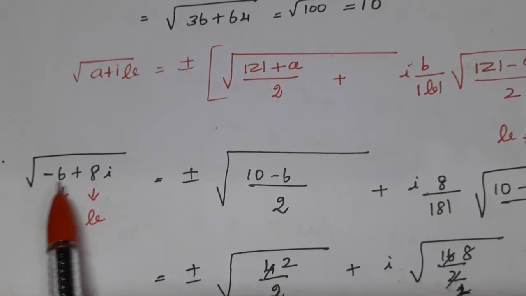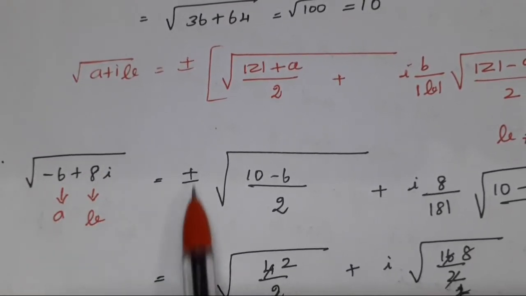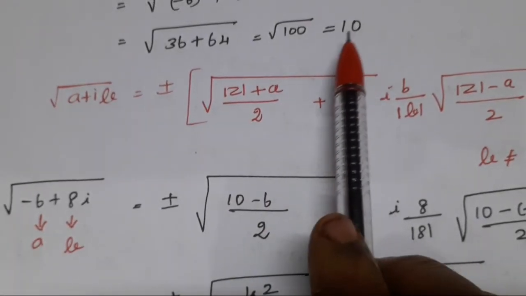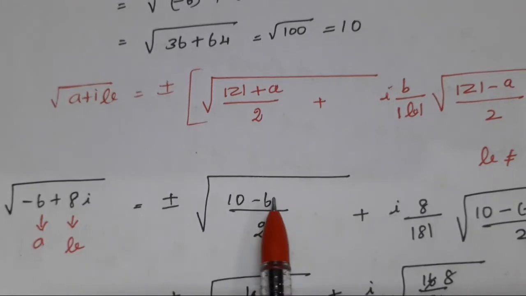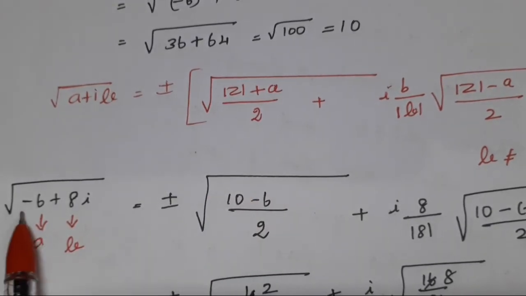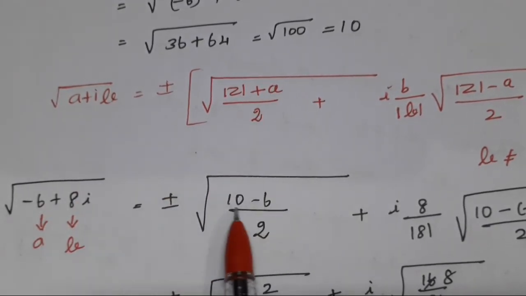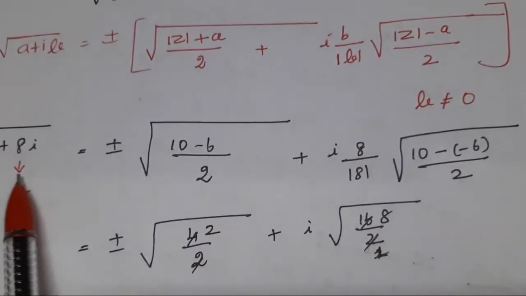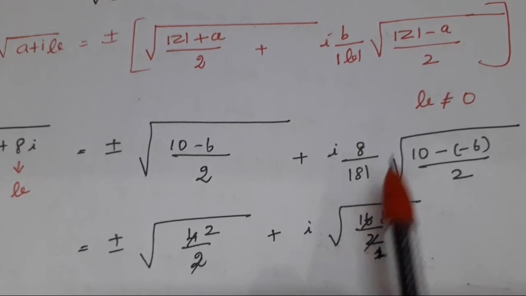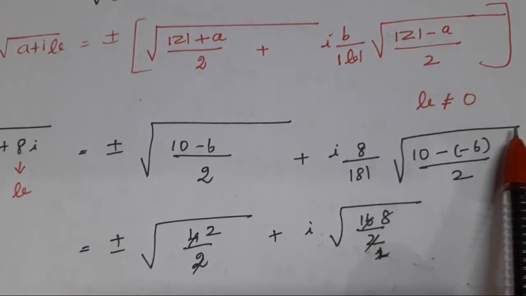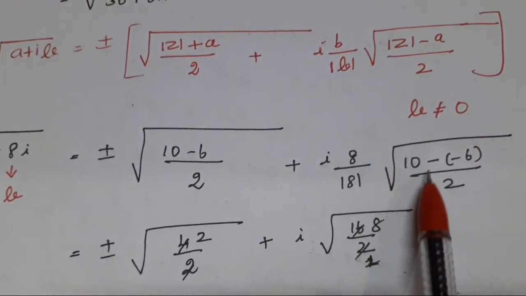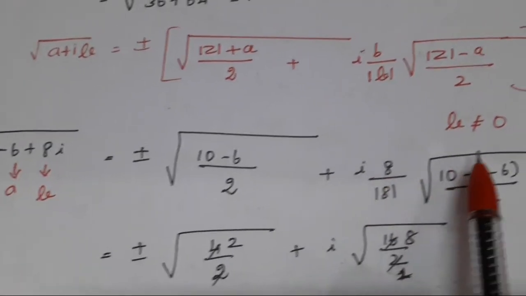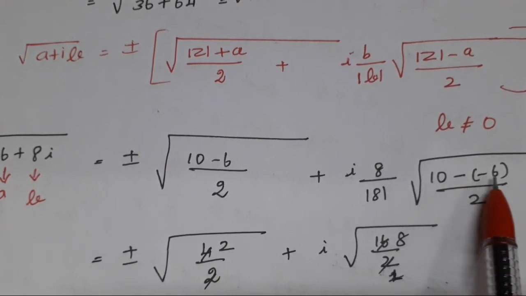So square root of minus 6 plus 8i equals plus or minus root of, modulus z is 10, so (10 minus 6). Why do we put minus 6? A becomes minus 6, so 10 minus 6 divided by 2, plus i into b, which is 8, by modulus of 8, into square root of modulus 10 minus a value. A value is minus 6, so 10 minus into minus 6. Minus into minus 6 is what?